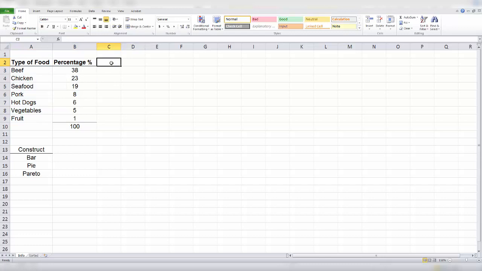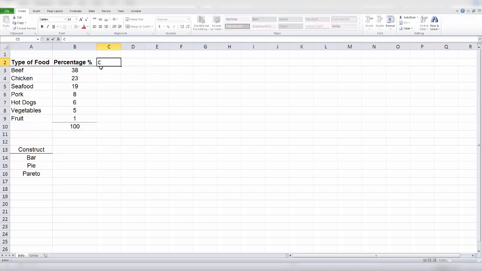Okay, we still need to calculate cumulative percentages. But look, with our sorting of the data, we can already see what our top three are based on the percentages. We can see that beef, chicken, and seafood were the most popular, and really beef and chicken were quite popular. So already just sorting the data helps. And notice we did not do that when we created a bar chart or a pie chart. So this is a difference between the Pareto chart and those other charts, and it makes it very useful.